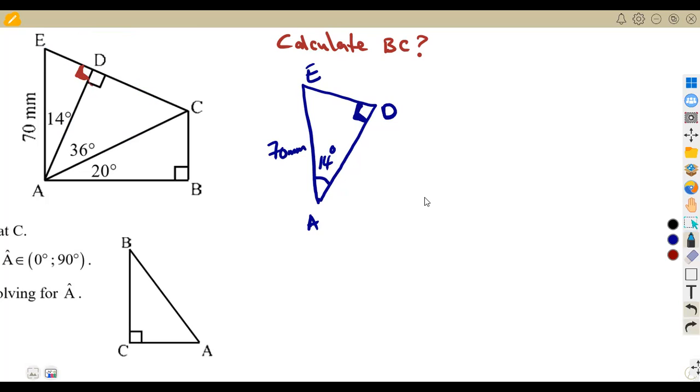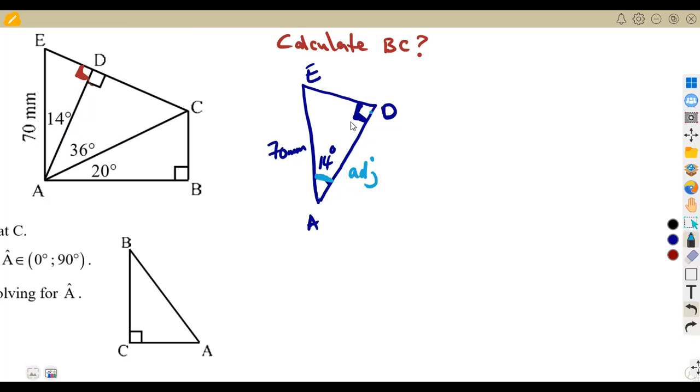But if we calculate this side AD, at least we have an assurance that it can help us to calculate AC. Then AC can help us to calculate BC. So it's that pattern. We can calculate AD because we're given a right angle triangle and, according to 14 degrees, this side is adjacent.